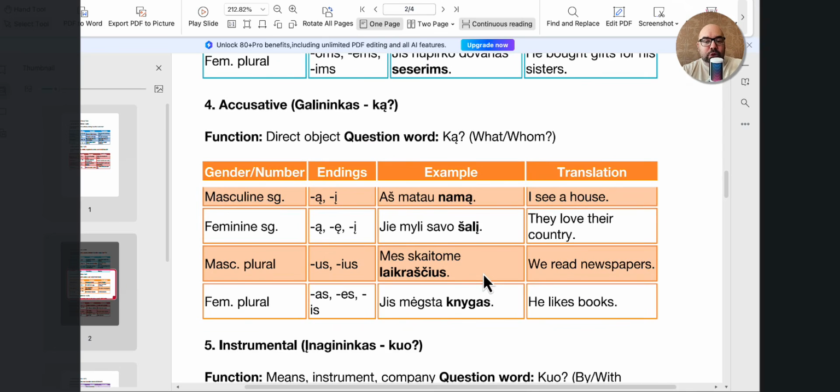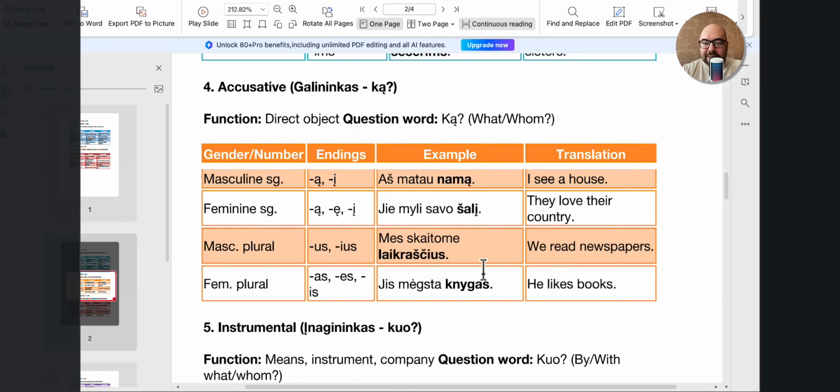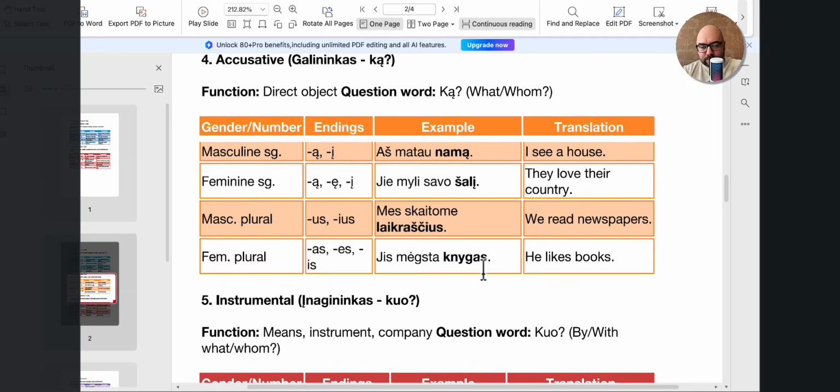Mes skaitome laikraščius. We read newspapers. Jis mėgsta knygas. He likes books, right? Also, he likes what? Direct object, books.